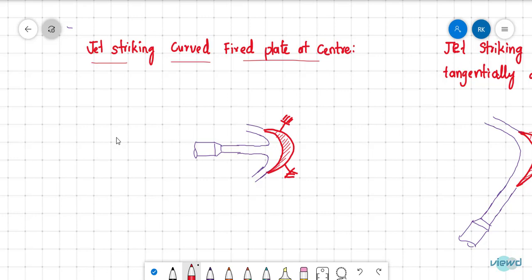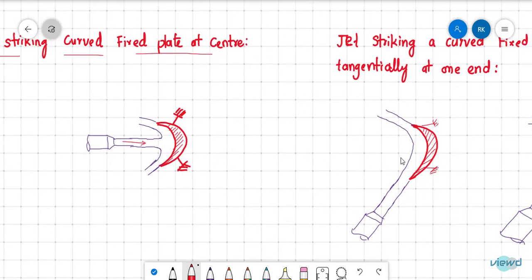Let's see what is the force acting on a curved plate. In the curved plate, there are two conditions. One is the jet striking at the center of the curved plate, and another case is the jet striking tangentially to the blade.